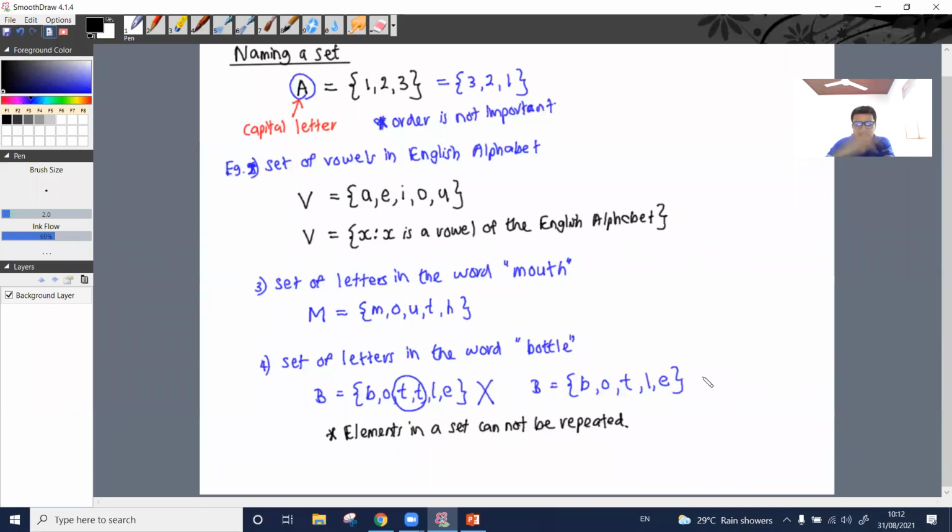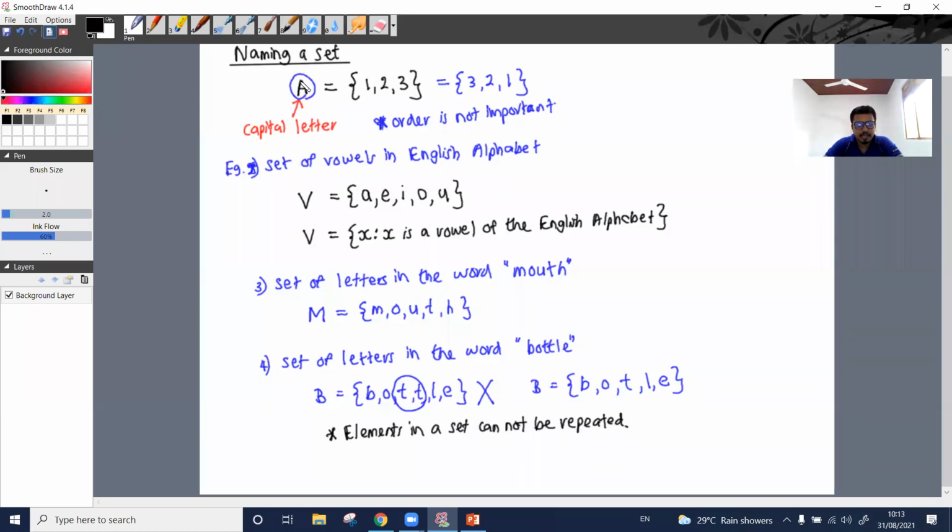Okay. So here you have learned three things. When naming a set, we always need to use capital letters. When letters are appearing as elements, they should be in simple letters. And the elements in a set cannot be repeated. So those are the three key takeaways, the key points that you can make.